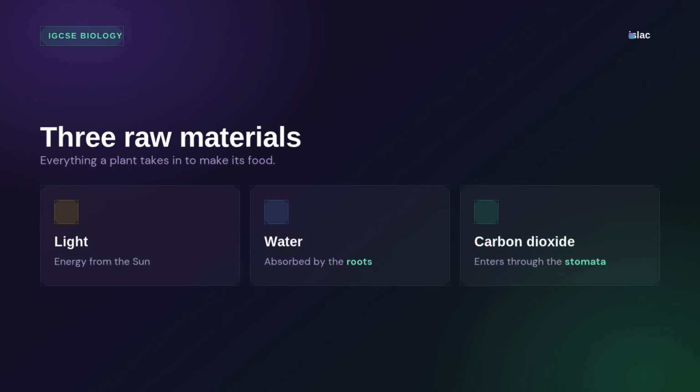To do this, a plant needs three raw materials. First, light, usually from the sun. Second, water, absorbed from the soil through the roots and carried all the way up to the leaves. And third, carbon dioxide, which diffuses in from the air through tiny pores on the underside of the leaf called stomata. Light, water, carbon dioxide, that's everything that goes in.